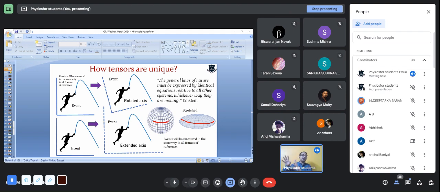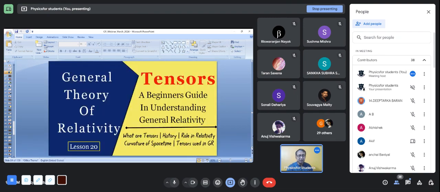So in special relativity, we got the inertial frame of reference, where the laws of physics, especially electromagnetism, were tied with special relativity. Now we are taking gravity, which is non-linear in nature and which has a non-inertial frame of reference. There also, the laws of physics have to be the same. So here is a video which you can look at, a beginner's guide to tensors to understand general relativity.